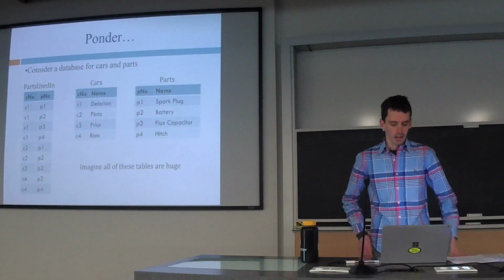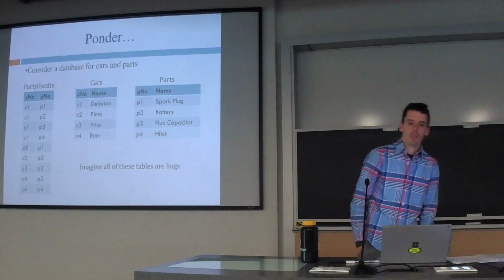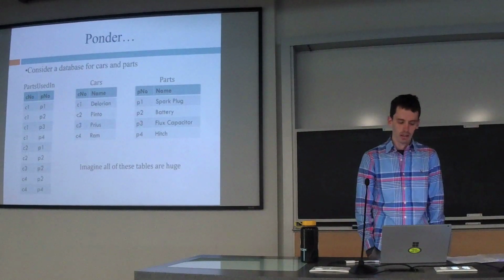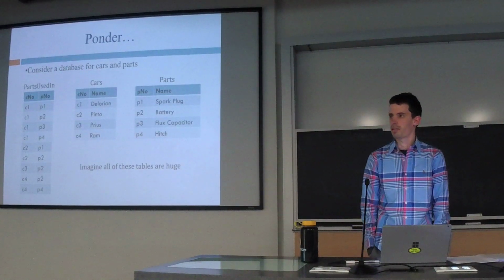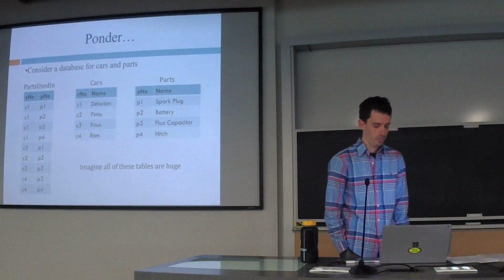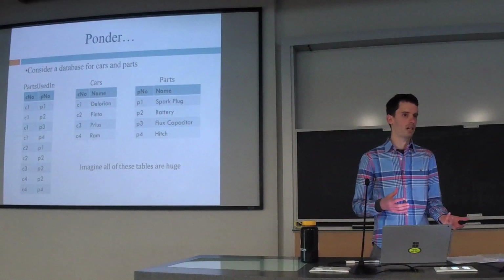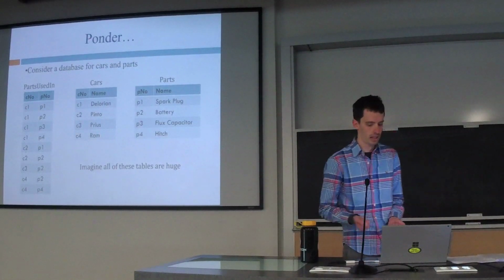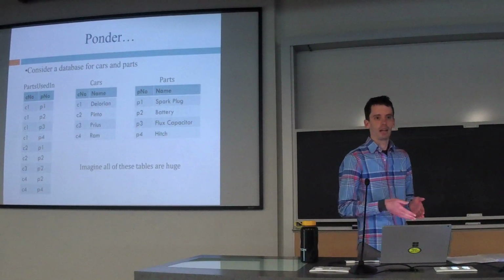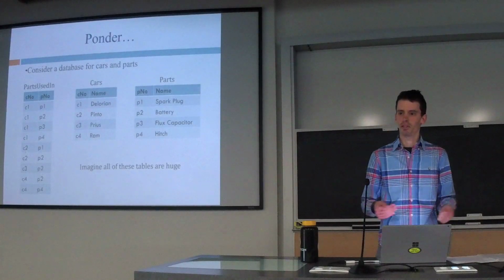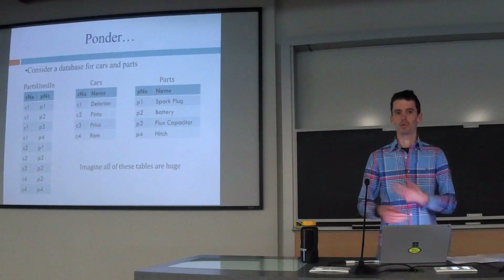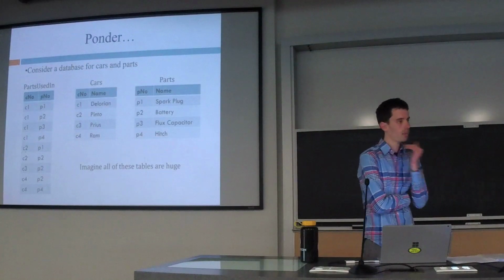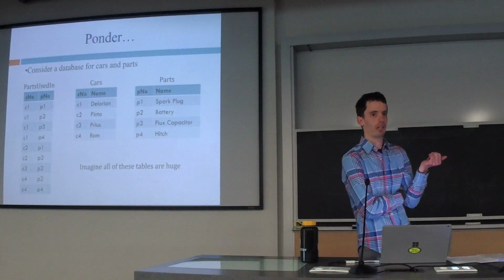Okay. So remember we were talking about this example of a cars and car parts database. If you had a cars table with just some key and a name, and a parts table with some key and a name, and then a table that combines them or references them, saying which cars use which parts. And then you have to imagine these are really big tables.